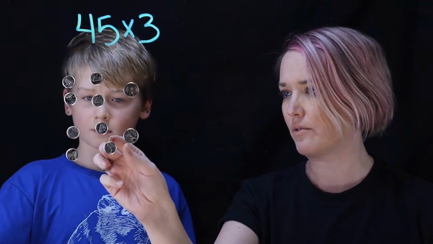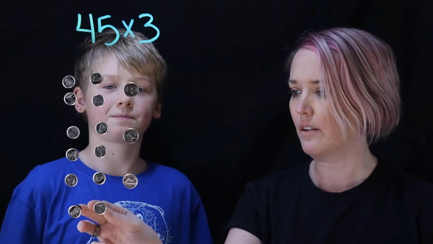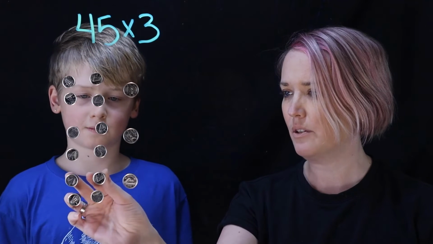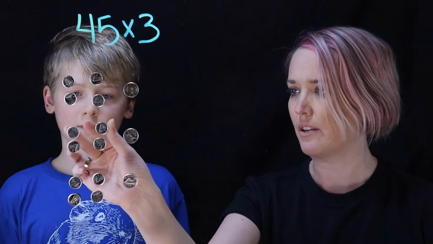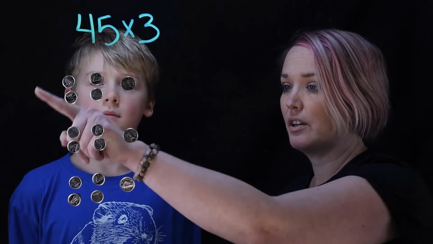So that's 2 groups of 45. Yeah. 1 and 2. Next one. And this one, okay. Then I'm just going to move these a little bit closer together so that you can really see the groups. Okay, so that's 3 groups of 45. Yeah. Okay, so to figure out 45 times 3, we have to figure out the total amount here.